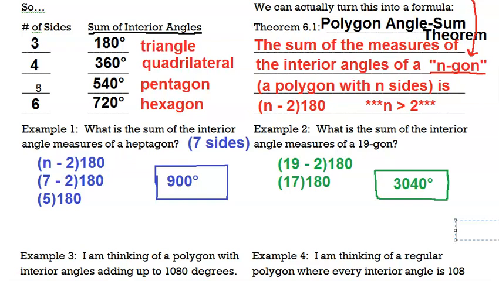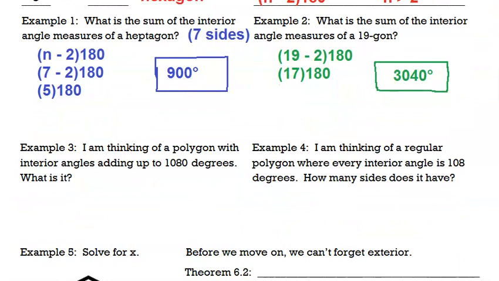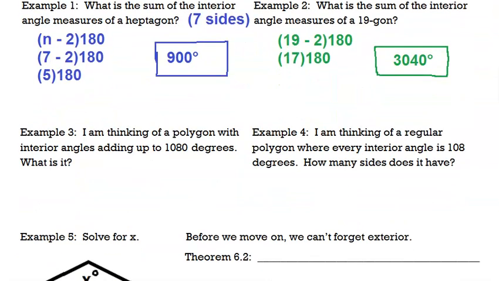All right. Example number 3. Now we're going to get a little bit tougher here. I am thinking of a polygon with interior angles adding up to 1,080 degrees. What is it? The difference here for example number 3 is that this time you know what the sum of the interior angles is going to be. Your job is to go backwards and solve for n, so that you can figure out what kind of figure it is. They're not telling you this time, but what they are telling you is that when you're all done, it should add up to 1,080 degrees.